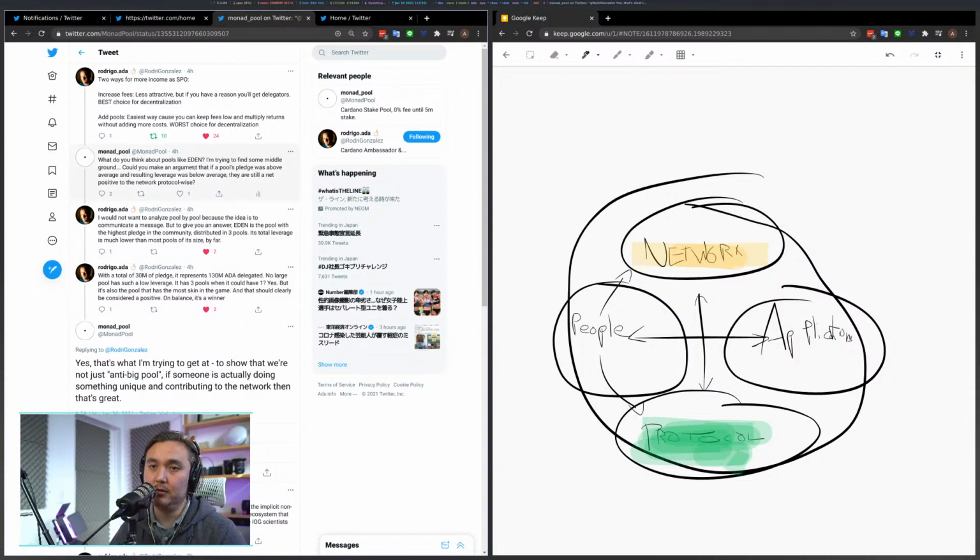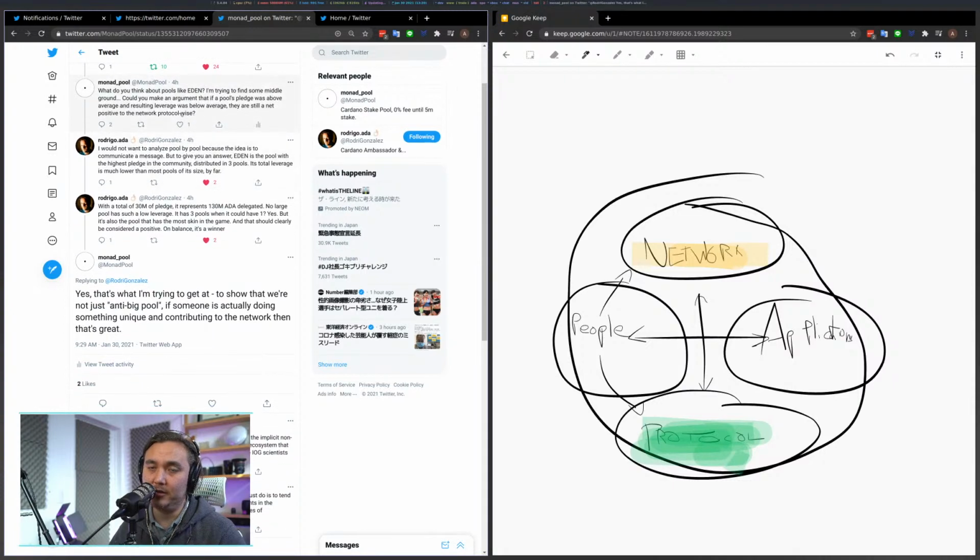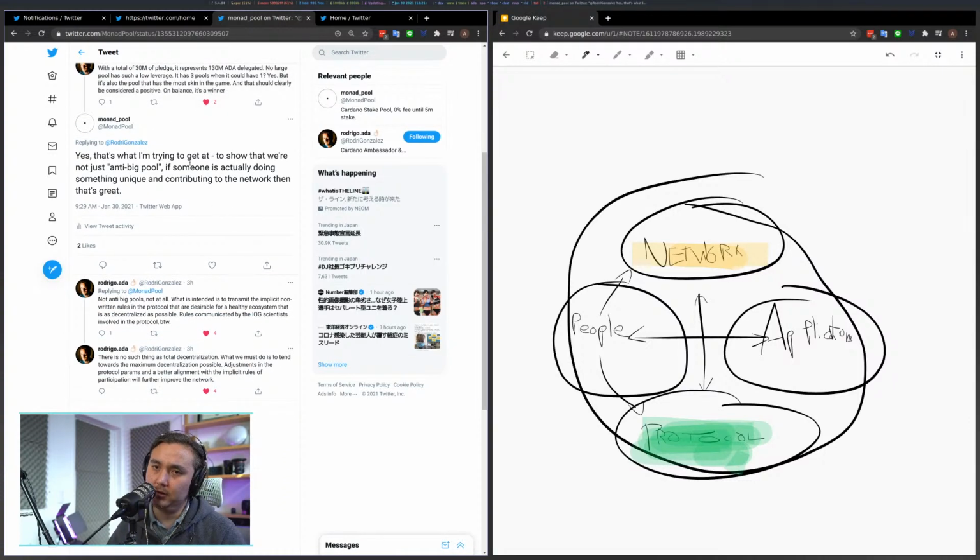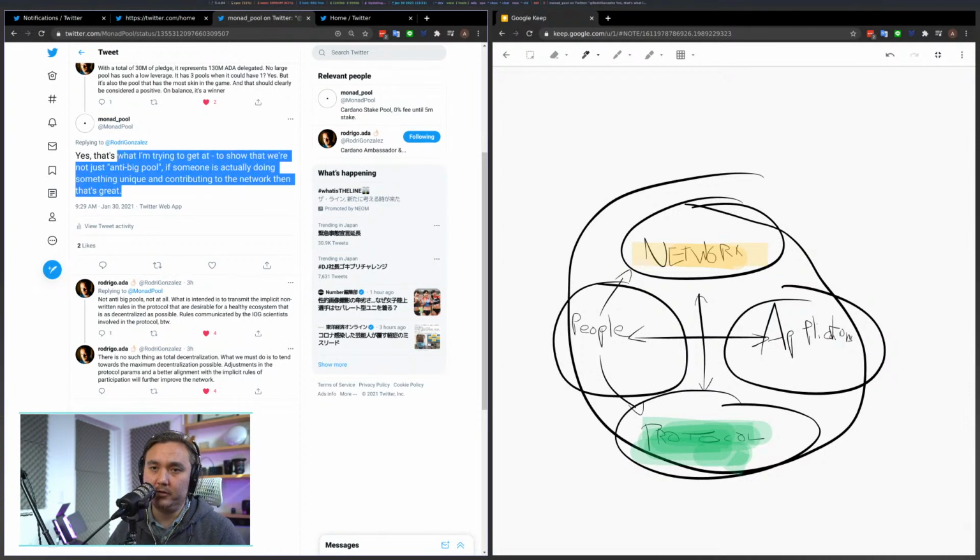And that if these guys were to open up another 3 pools at 10 million pledge, that would actually probably have a net lowering effect on the leverage of the network. And so would it be good for decentralization? From the perspective of accumulating stake in one location, no.